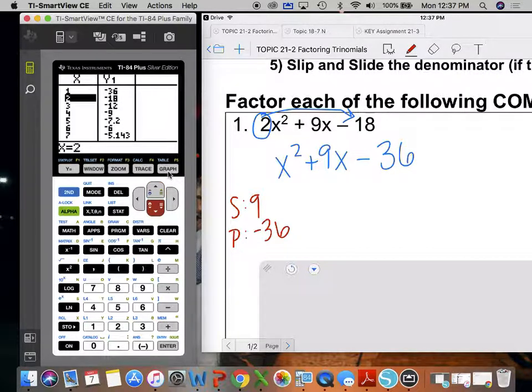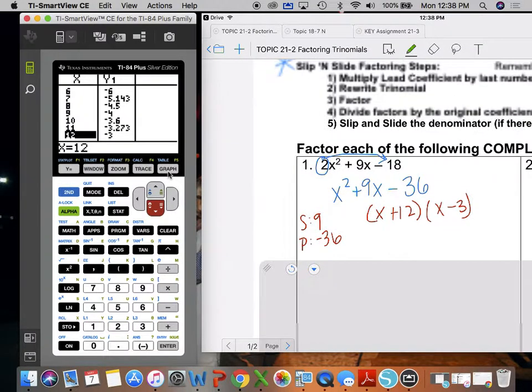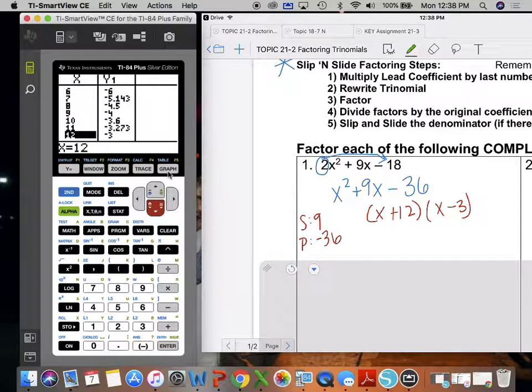That doesn't work. That's negative 16. That's a negative 9, so let me go look at the positive version. 12 minus 3 is a positive 9. So I need 12 and minus 3. Now that was factoring just like we did yesterday.